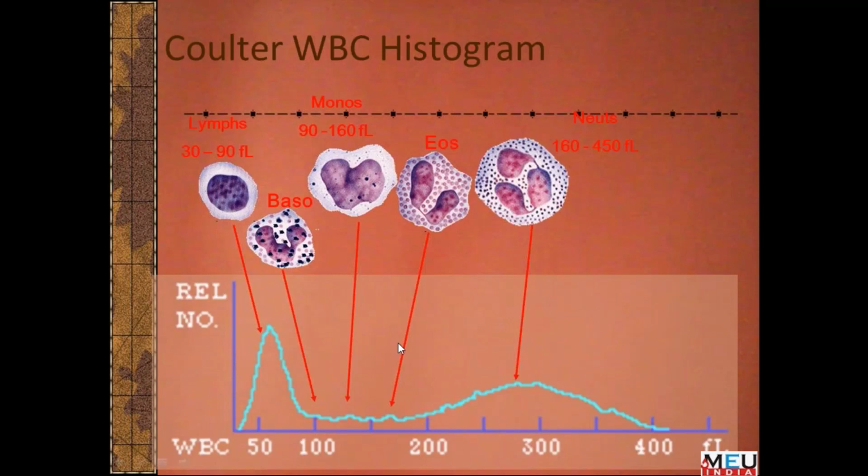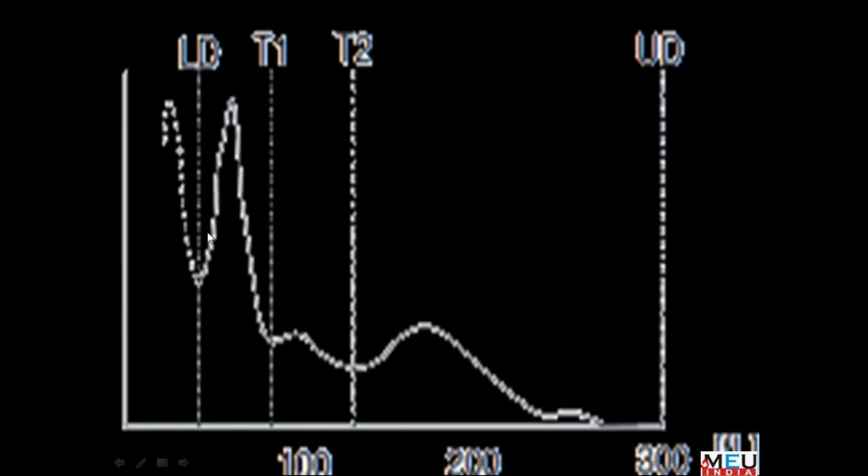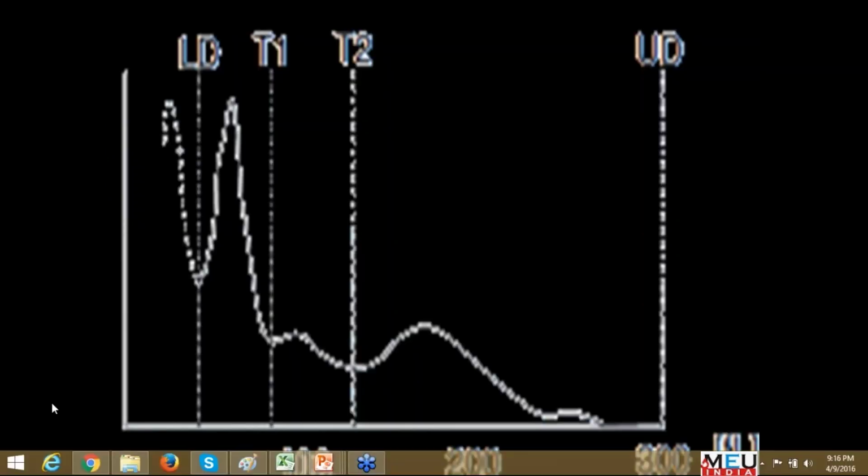And in those cell counters which give the 5-part histogram, again the neutrophils are at extreme right. The eosinophils are slightly in the middle, eosinophils and monocytes, and also the basophils. The lymphocytes are on the extreme left. This is another picture depicting the same.